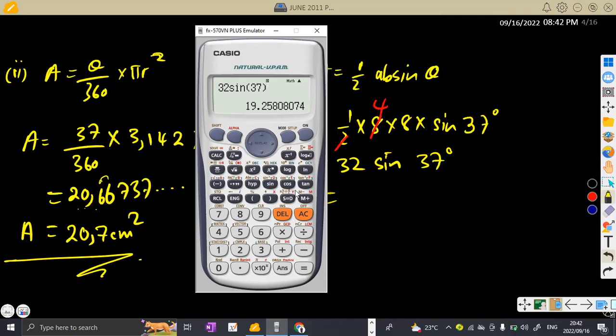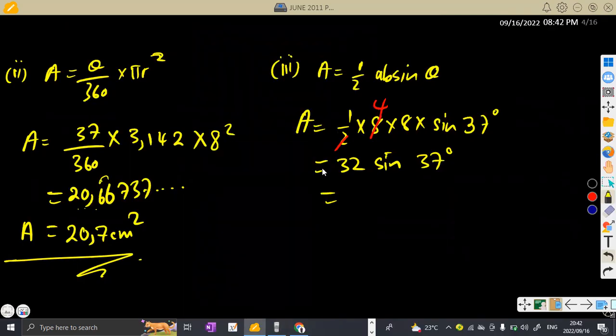You're going to have something like 19,2, 58, something up to the last digit. So round off to 3 significant figures, that's 19,3 square centimeters.